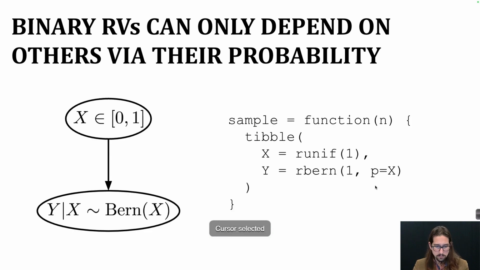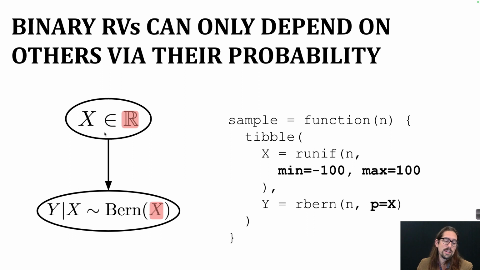The problem with that is, okay, it's easy. Let's say you want your binary random variable to depend on some other continuous random variable, like somebody's age could affect their risk of heart attack. Well, if your random variable, your age, is a number between 0 and 1, that's no problem. I can just say the risk of getting a heart attack is exactly somebody's age.